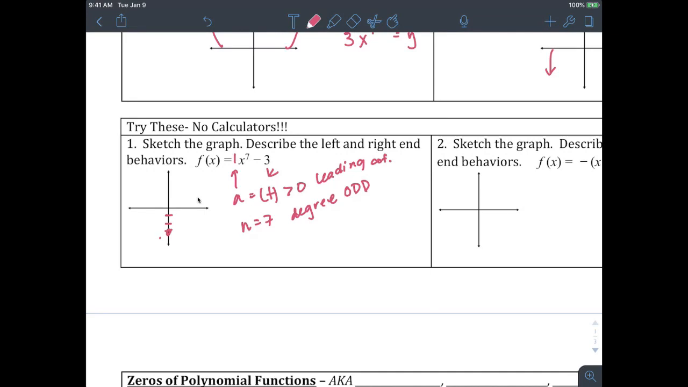So I'm just going to sketch this in. It flattens out and then shoots up. So on the ends, I am rising on the right and falling on the left.